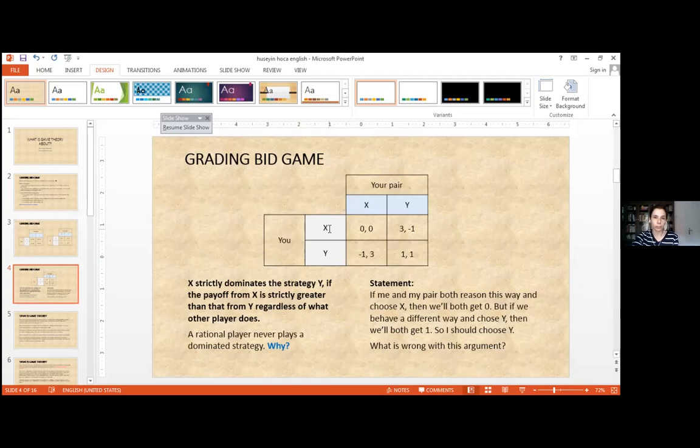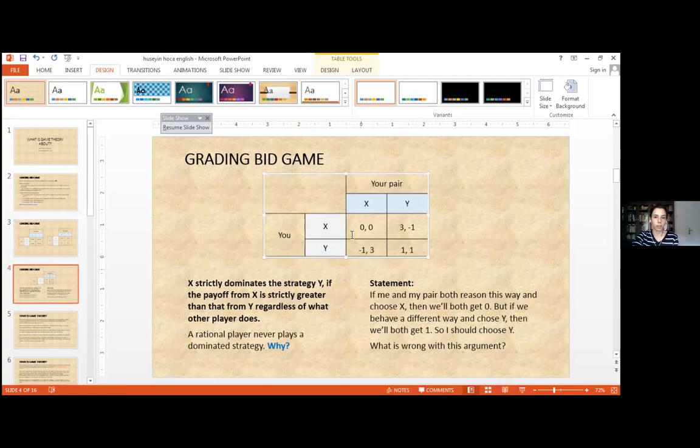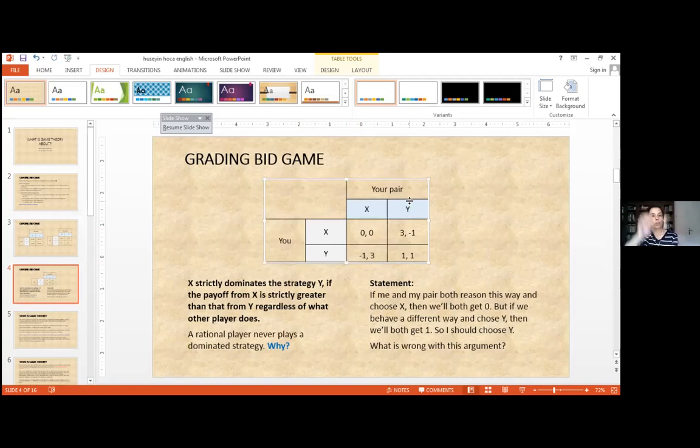If you choose X and your pair chooses X, you will get 0. If you choose Y while your pair is choosing X, then you will get -1 as a payoff. And this will make you worse off, so you would choose X. Let's assume that your pair chose Y. Then you would again choose X because it gives you a higher payoff than Y. So since X strictly dominates Y, everyone would choose X in this one. And a rational player never plays a dominated strategy, that is Y.